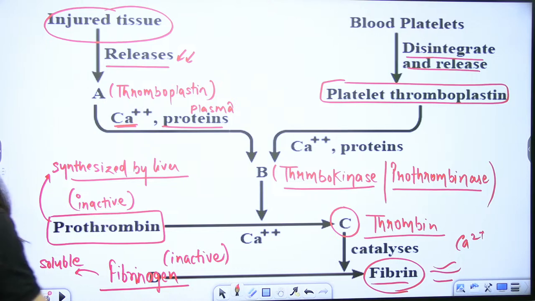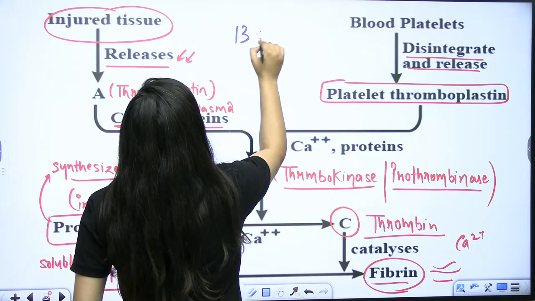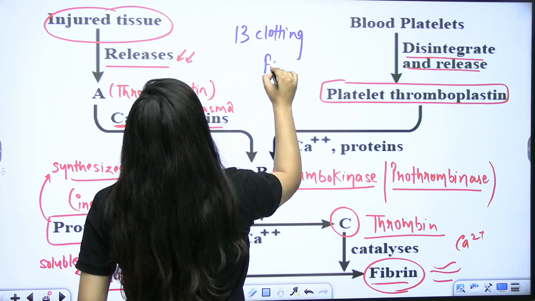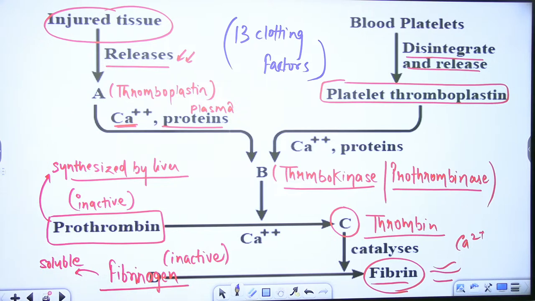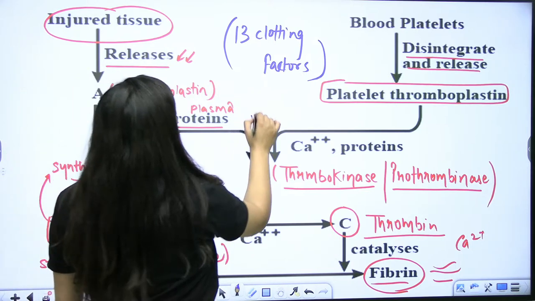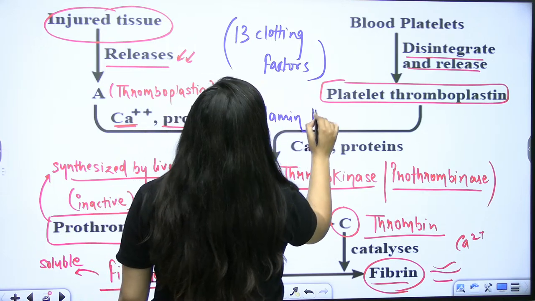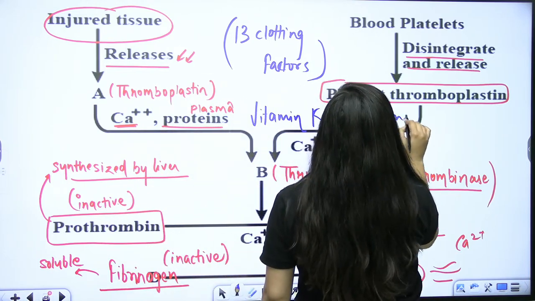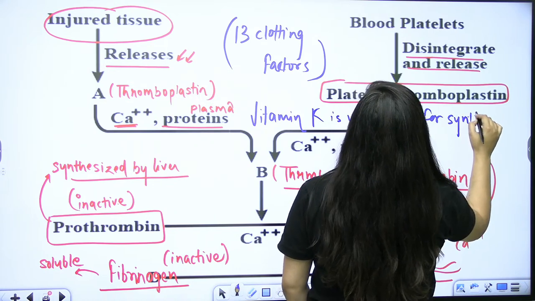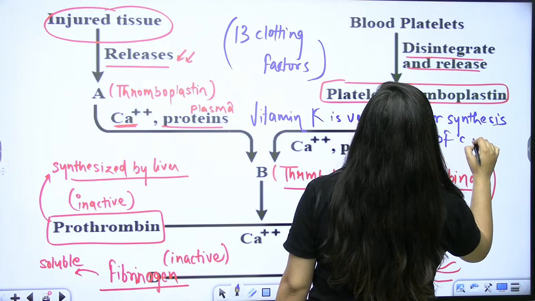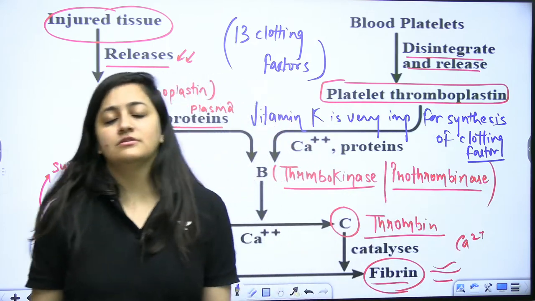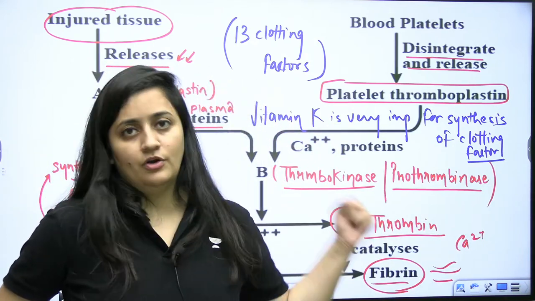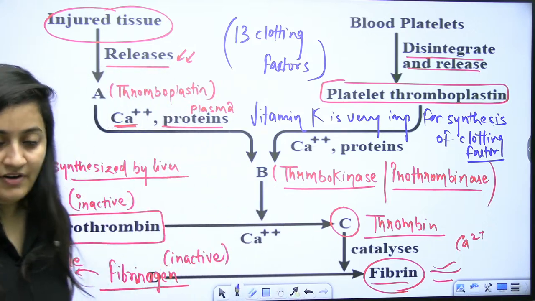Clear? So in totality, there are a total of 13 clotting factors. Imagine, you are not discussing it in detail and in depth. In NCERT, it is not given. So 13 clotting factors are there. And your vitamin K is very important for the synthesis of clotting factors. No vitamin K, obviously blood clotting will be affected, and even calcium ions are required.